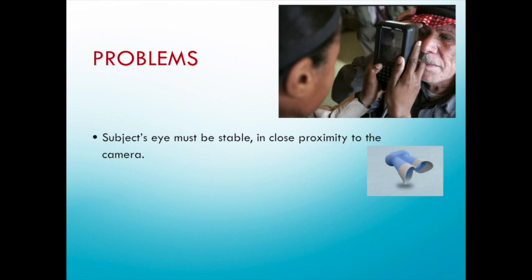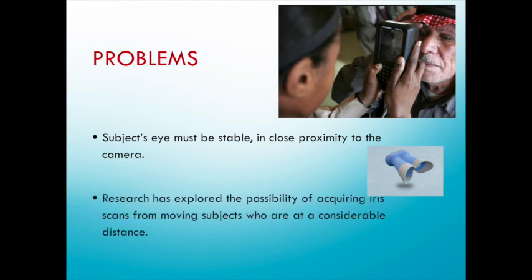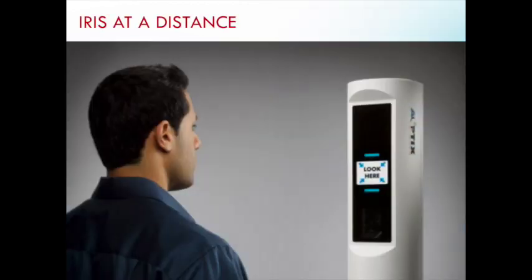So traditionally you've seen devices that had to get very close to the eye in order to do this, but now so much research and investment has gone into systems where you can take an image of an iris at a considerable distance, almost like taking a photograph of somebody. So we're literally seeing a reality now where you've got iris at a distance systems.